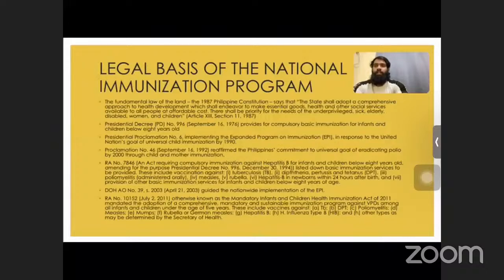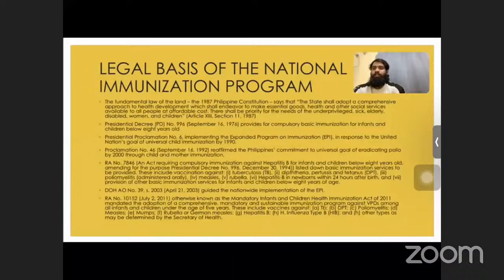Presidential Decree Number 996, September 16, 1976, provides for compulsory basic immunization for infants and children below 8 years old. Presidential Proclamation Number 6 implemented the expanded program on immunization in response to the United Nations goal of universal child immunization by 1990. Proclamation Number 46, September 16, 1992, reaffirmed the Philippines' commitment to the universal goal of eradicating polio by 2000 through child and mother immunization.